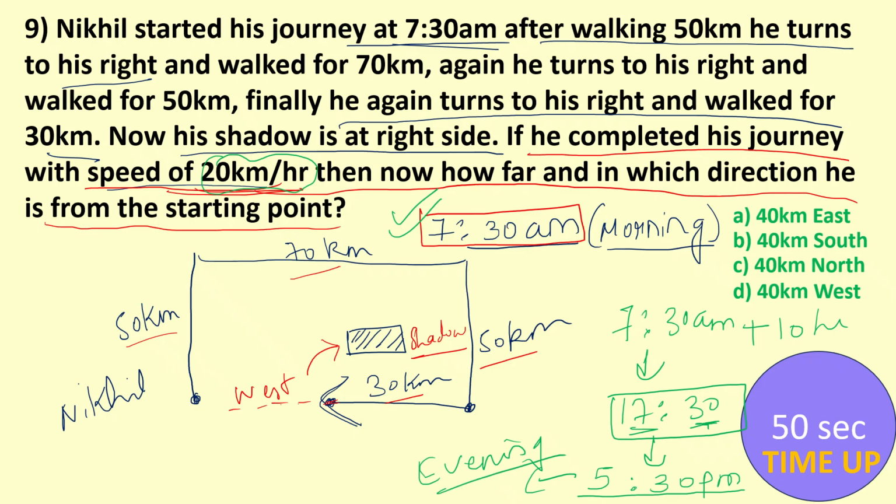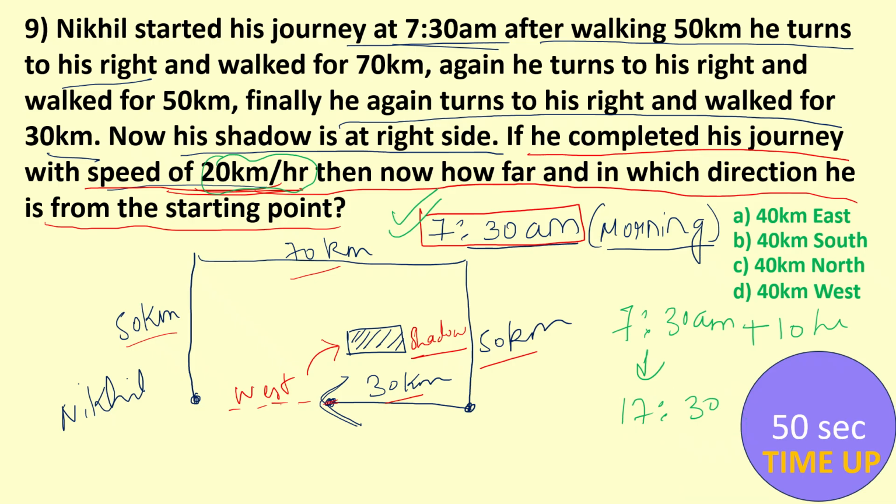That will be in the evening time. So now you got 5:30 p.m. After you are adding 10 hours to 7:30 a.m., you will get 5:30 p.m. That is in the evening time.